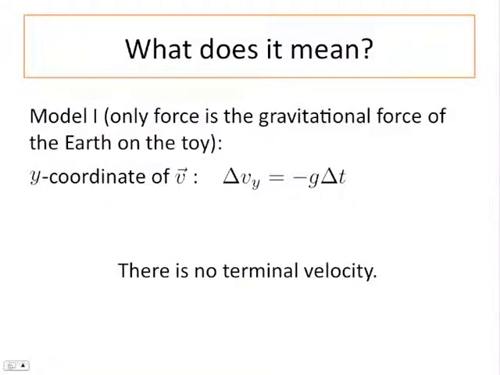In the first model, where the net force is the gravitational force of the Earth on the toy, if we look at the y-coordinate of the velocity vector, we see that over any time interval delta t, there is a non-zero change, so there is no terminal velocity.